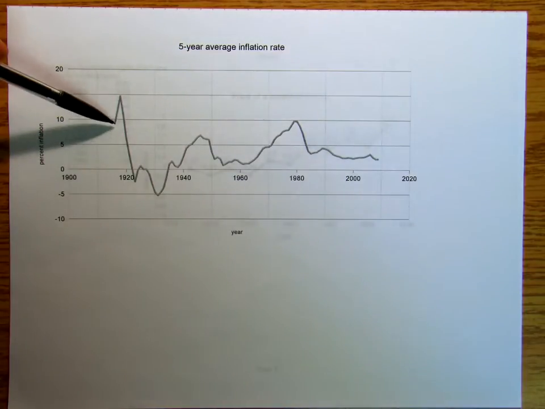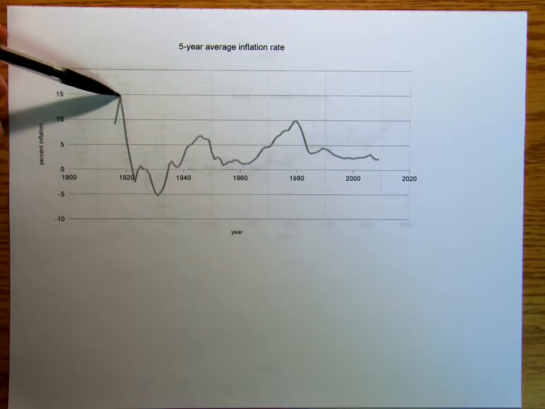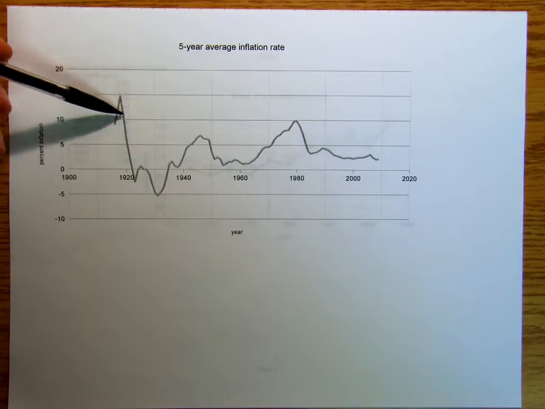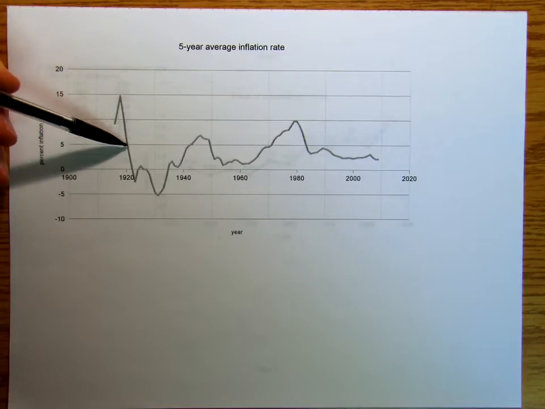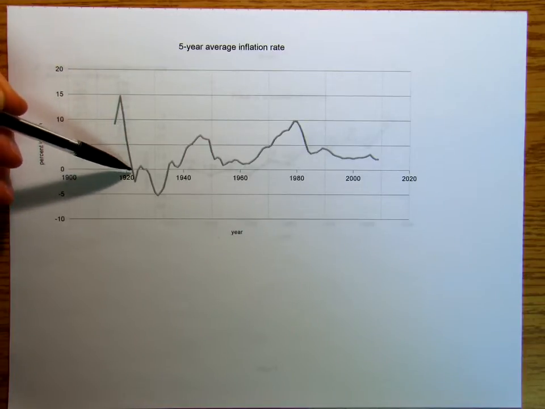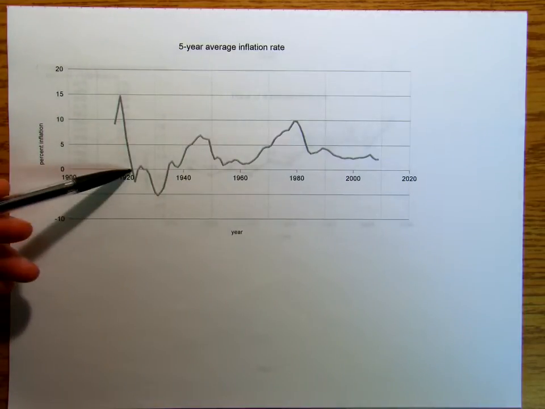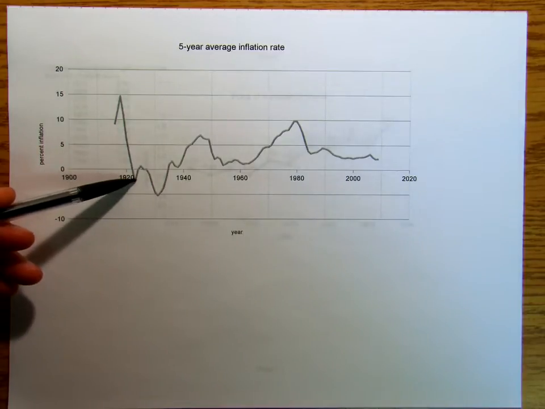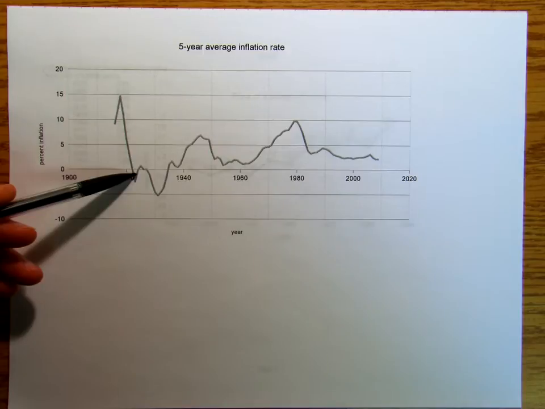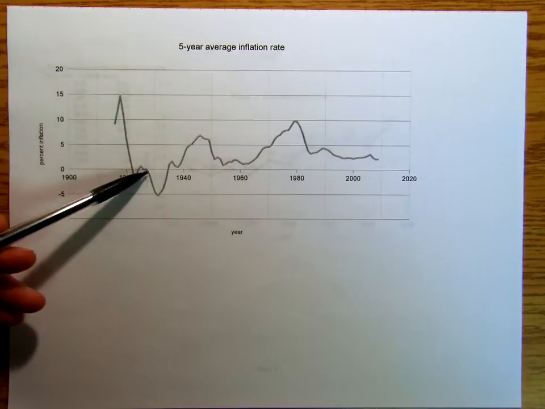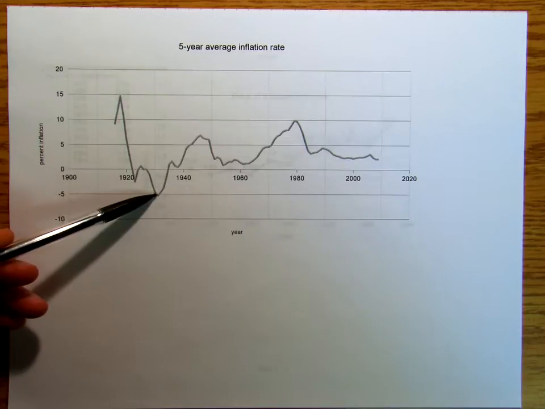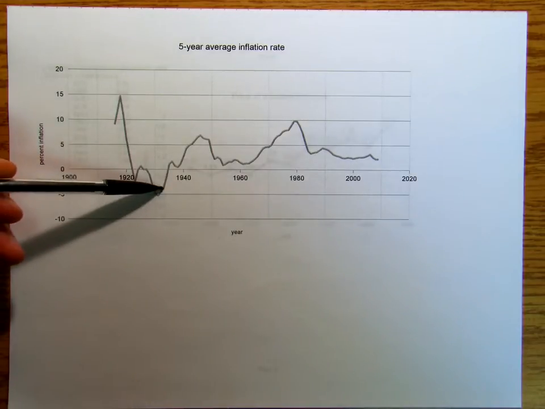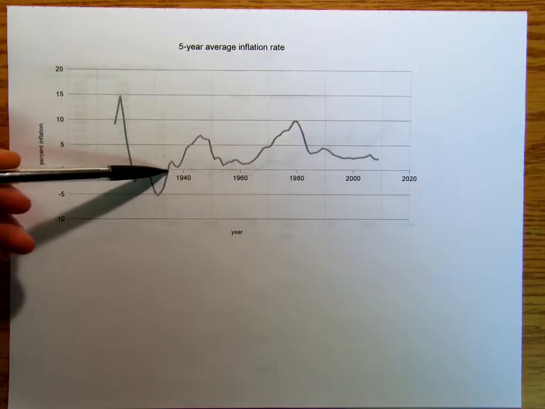Back here, the prices were going up really, really fast. In this region, the prices are continuing to go up, but not as fast. At this point the prices are steady, and then the prices start to drop. Here the prices are still dropping, but not as severely. Here the prices level out for a little bit, and then as we get into the Great Depression, prices drop and drop and drop. They're still dropping, but not as fast as they used to.